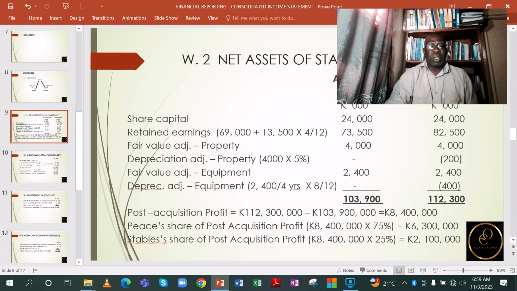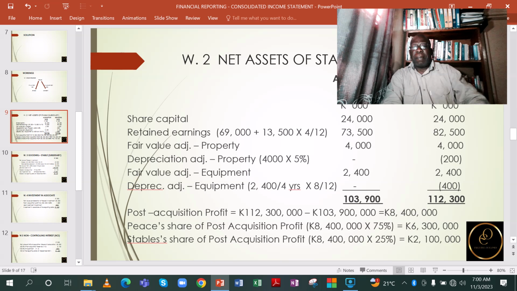Does this mean that this 2,400,000 has a remaining life of 4 years? So each year we are supposed to depreciate it by 2,400,000 divided by 4. So each year we were supposed to depreciate by 600,000. Including 2021, the whole year is supposed to be charged 600,000.